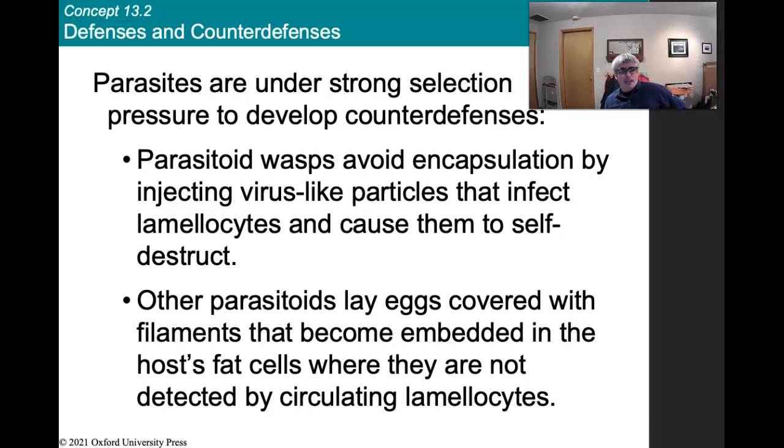Some parasitoids lay eggs covered in filaments that become embedded in the host fat cells, where they're not detected by circulating lamellocytes. And so there's less circulation in fat. It's a better place to hide out in. Again, also kind of a crazy one. Not as crazy as giving them a virus that defeats their defense mechanisms.